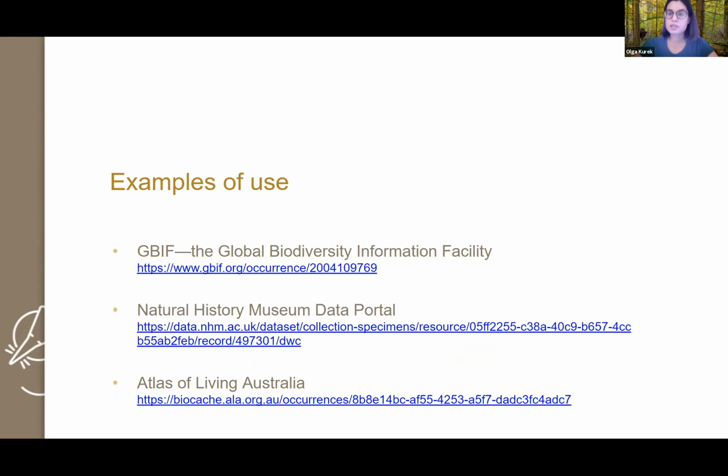Darwin Core is a community standard in biological sciences, and it is used by different well-respected data repositories like GBIF, the Global Biodiversity Information Facility. It is the biggest, the most important database on biodiversity. Also, the Natural History Museum uses Darwin Core to describe their collections, as well as Atlas of Living Australia. Those are examples.